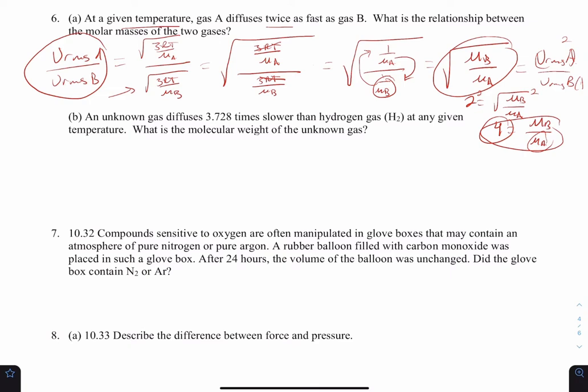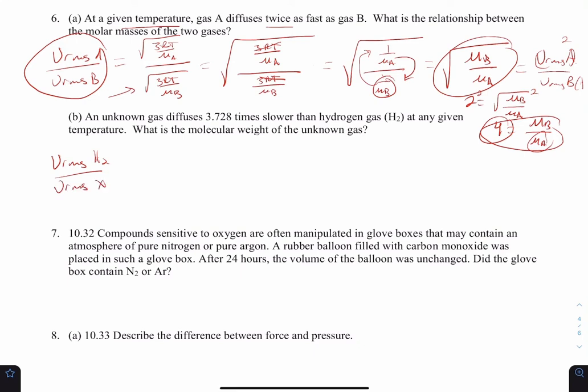Part B says, an unknown gas diffuses 3.728 times slower than hydrogen gas at any given temperature. What is the molecular weight of the unknown gas? So here's what I'm going to do. I'm going to say U_RMS, and I'm going to put hydrogen on the top, and I'll explain why in a second. And then U_RMS of gas X, we'll just say X.